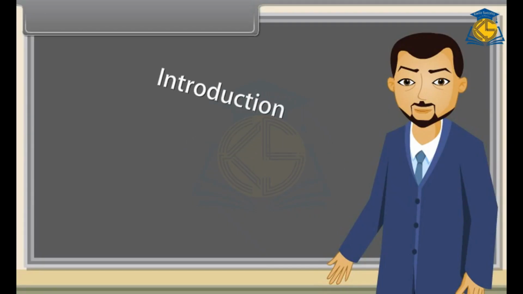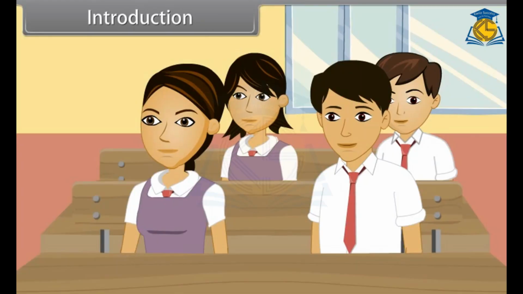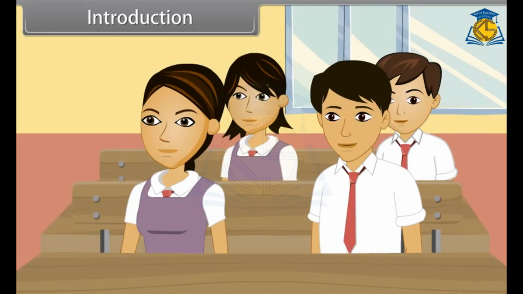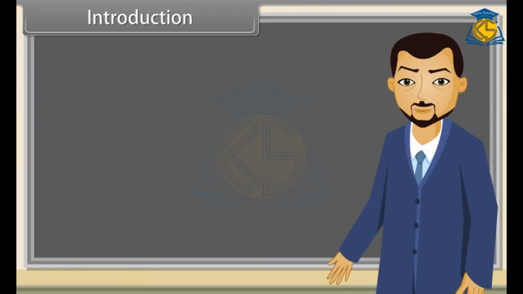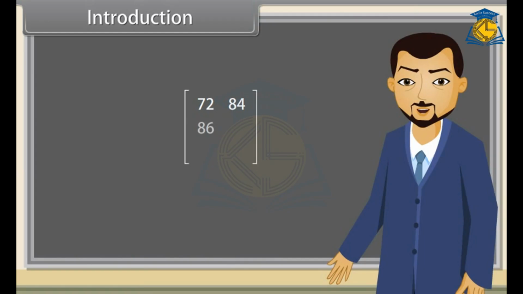Introduction. Arun, how much did you score in science last year? Teacher, 72. And how much in maths? Teacher, 84. 72 in science and 84 in maths. Okay. Shraddha, now you tell me, how much did you score in science and maths? Teacher, I scored 86 in science and 85 in maths. Okay. 86 in science and 85 in maths.